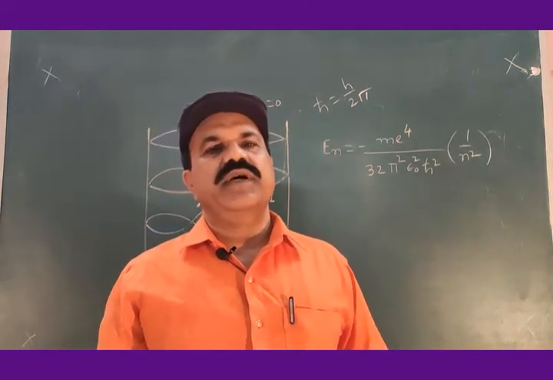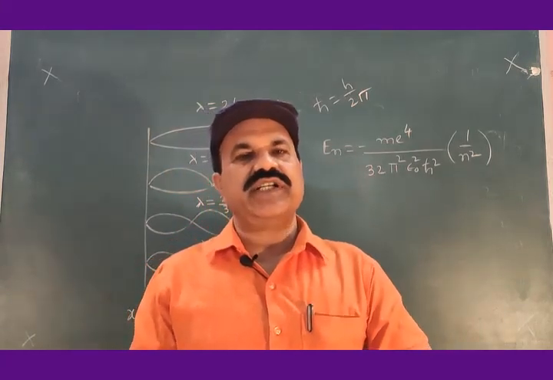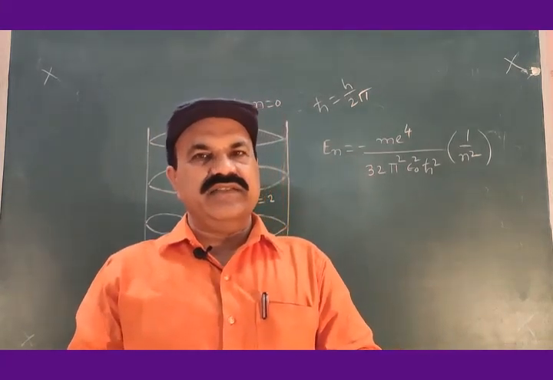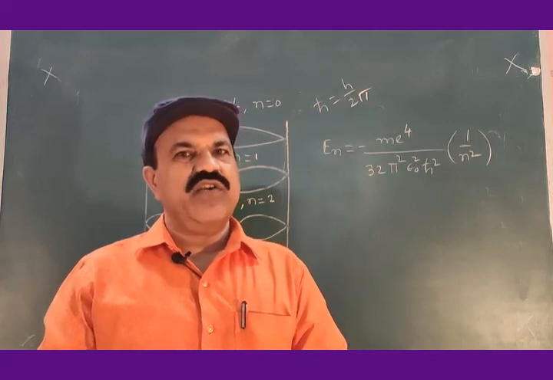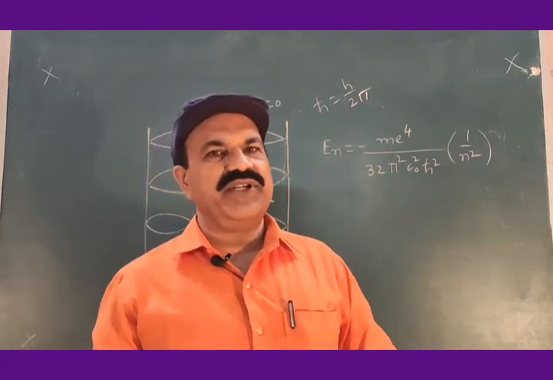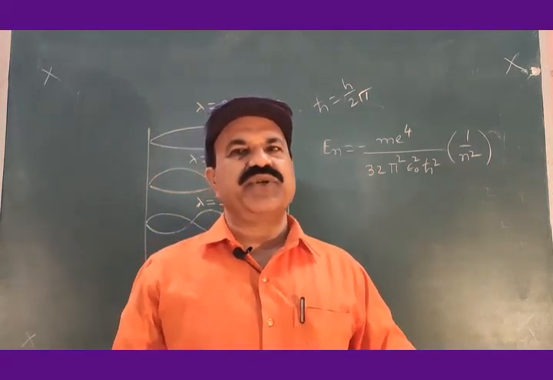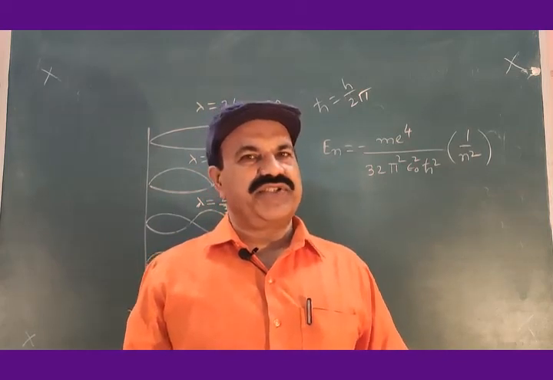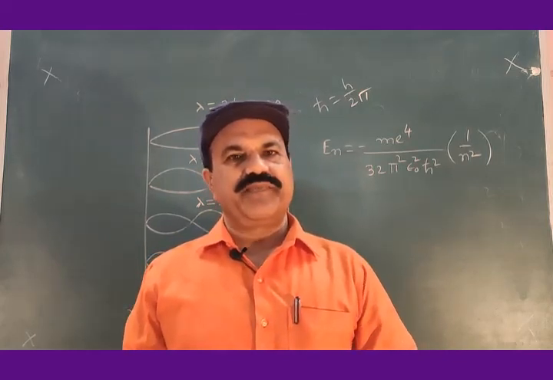So this is a short idea of eigenvalues and eigenfunctions. And here we complete the chapter on Schrodinger equations. Hope you got it. Thank you.